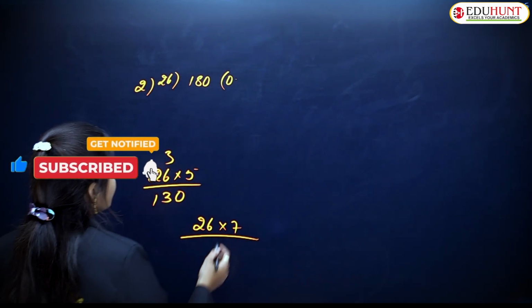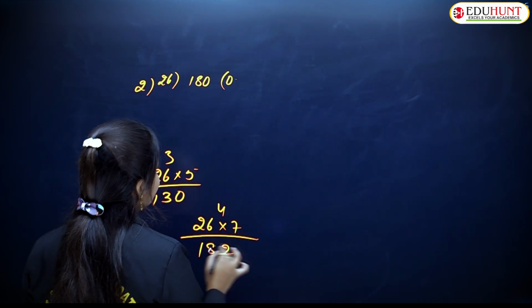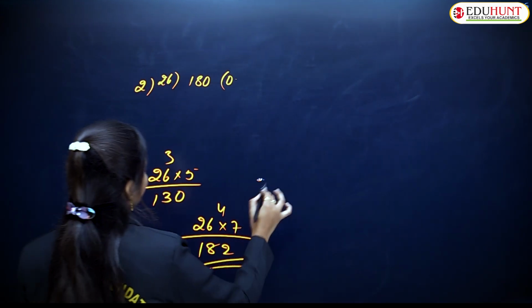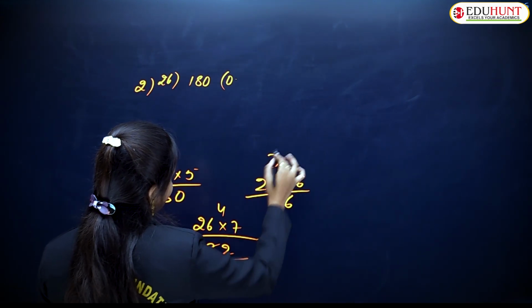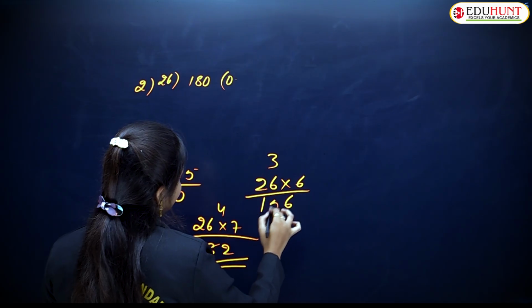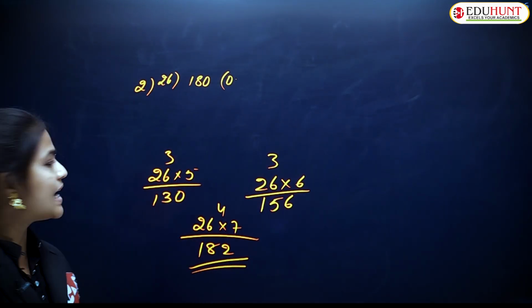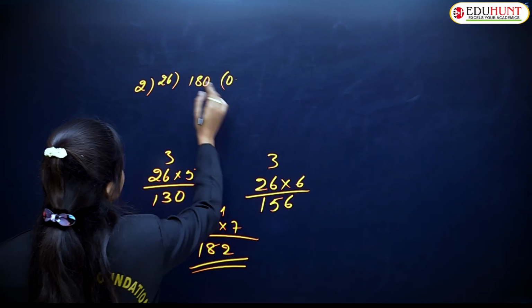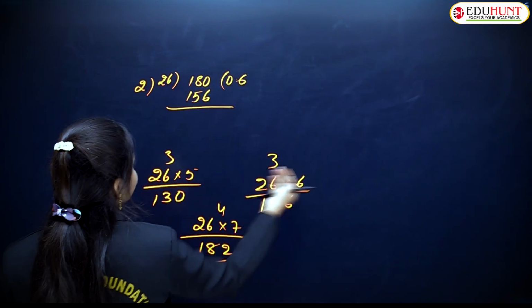26 into 7. 6 sevens 42, 7 twos 14 plus 4, 18, 182. So 182 is more. That's why 26 into 6. 6 sixes are 36, 6 twos are 12, 12 plus 3, 15. Okay, 156. Which number is satisfying here? Yes, 26 into 6 is equal to 156.